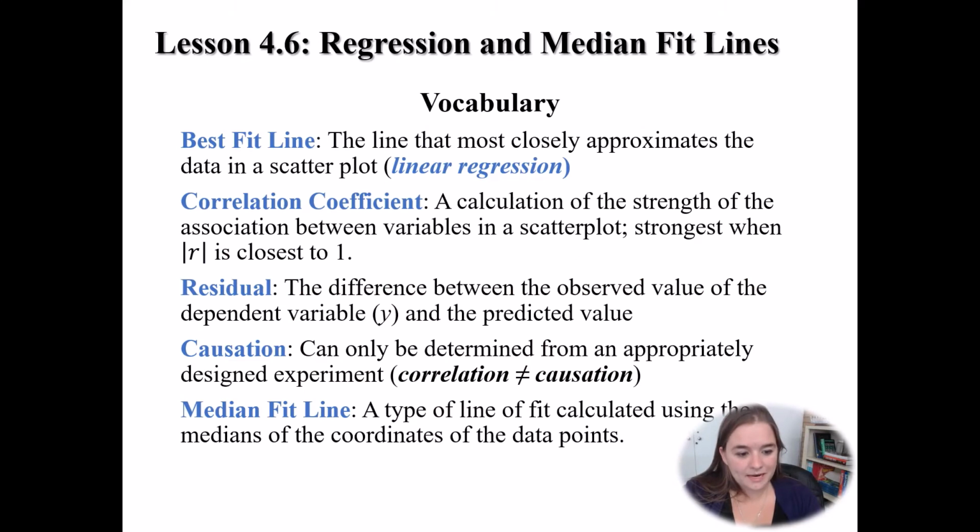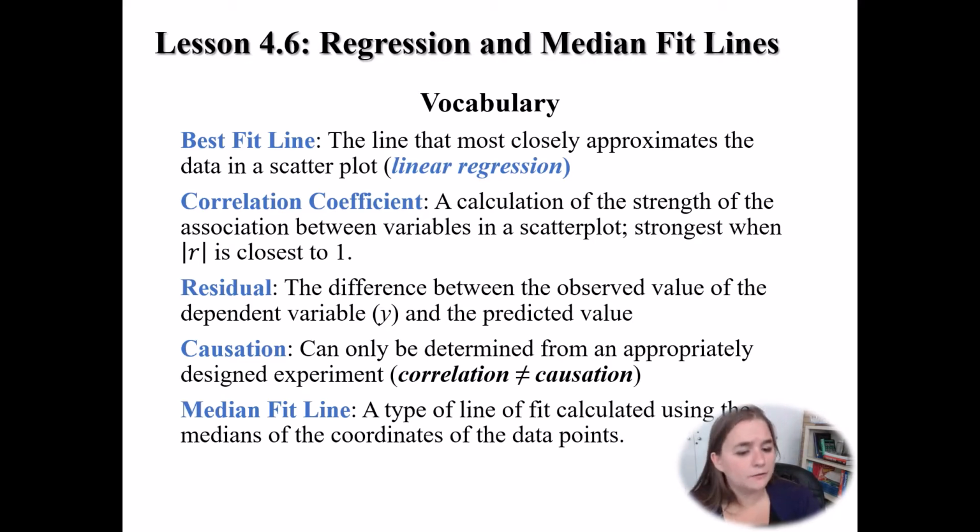So to do that, we have a bunch of vocab terms to talk about. The first one is a best fit line, and we've talked about this a little bit. The best fit line is the line that most closely approximates the data in a scatter plot. And for our purposes, we're going to be talking about a linear regression. A regression is the line of fit, and we're talking about linear functions.